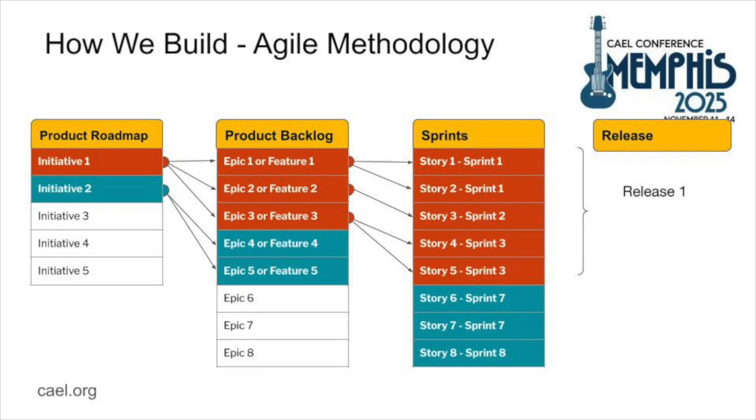Every slice is instrumented: activation, time to first value, milestone completion, and must meet a clear definition of done, including accessibility, QA, and security checks. We release continuously, learn from analytics and feedback, and feed those learnings into the next sprint.